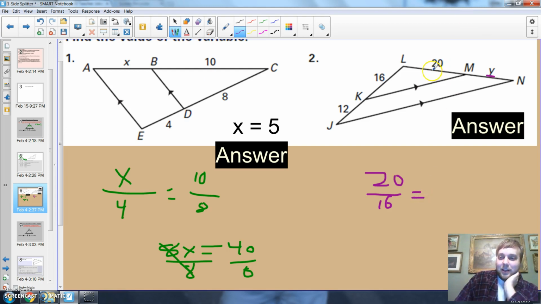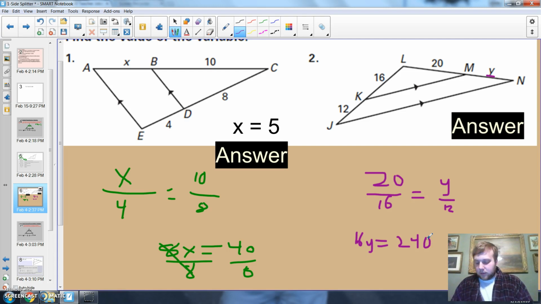Alright, 20 over 16 equals, now since I started on this side and I went to this side, I'm going to go y over 12. So I'm going to cross multiply, that's going to give me 16y equals 240. I didn't use my calculator on that one. 240 divided by 16 equals 15.